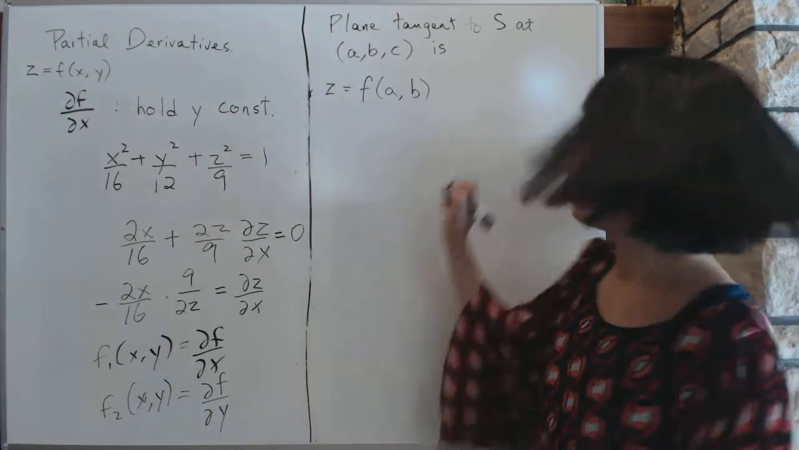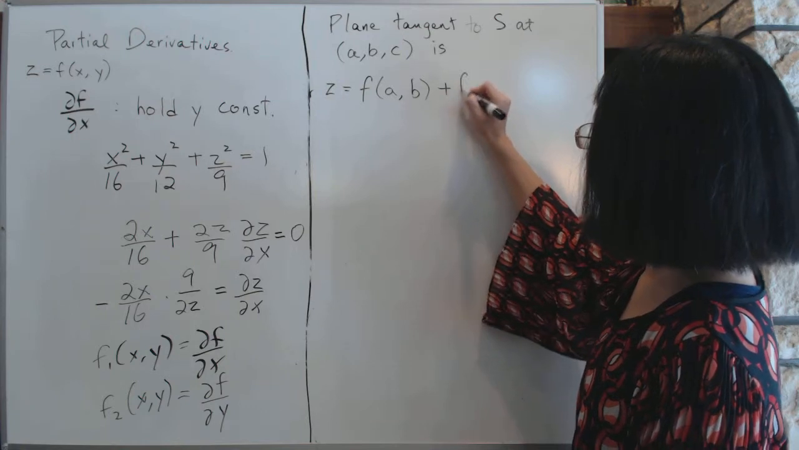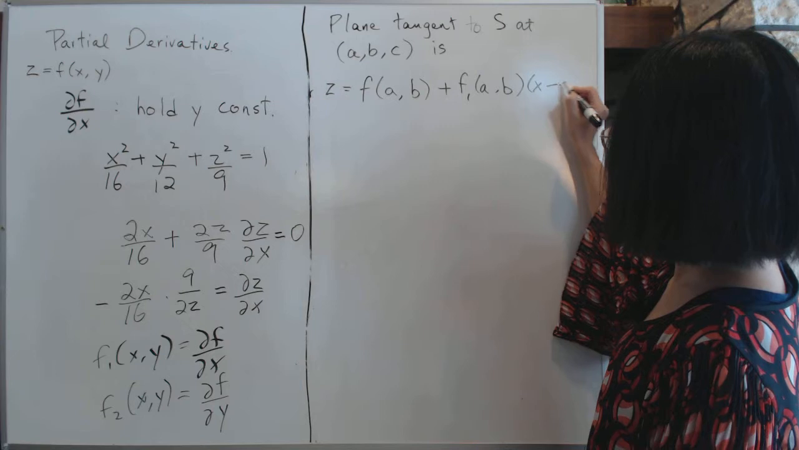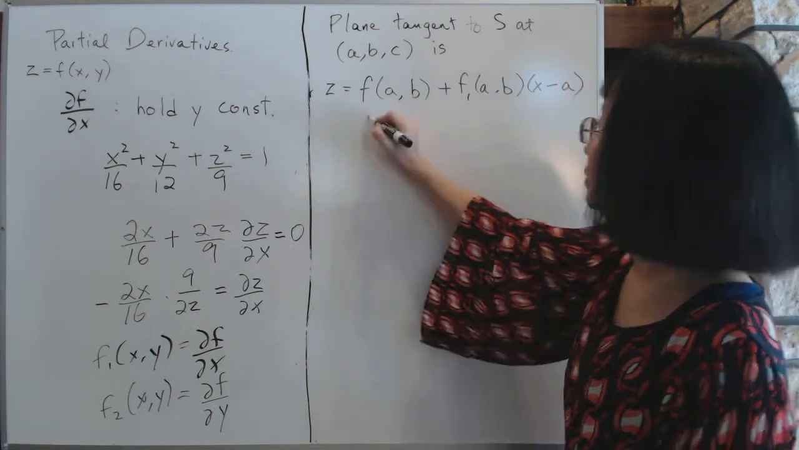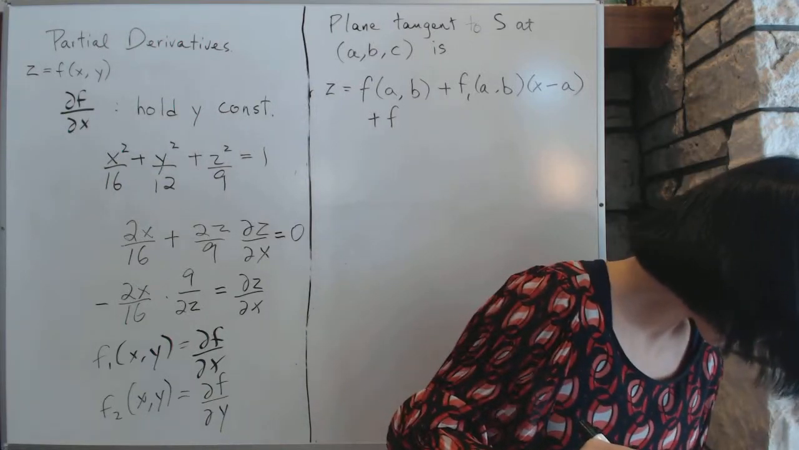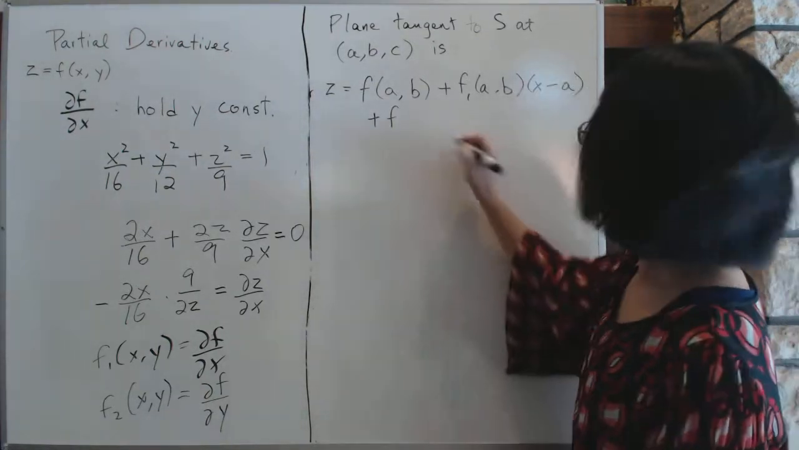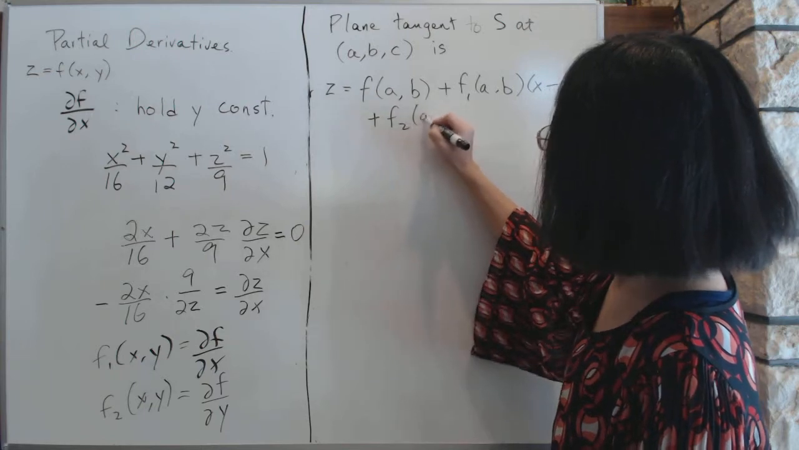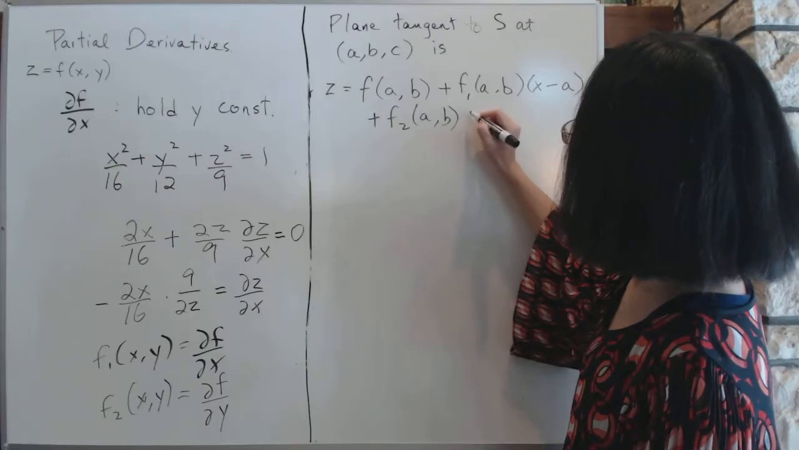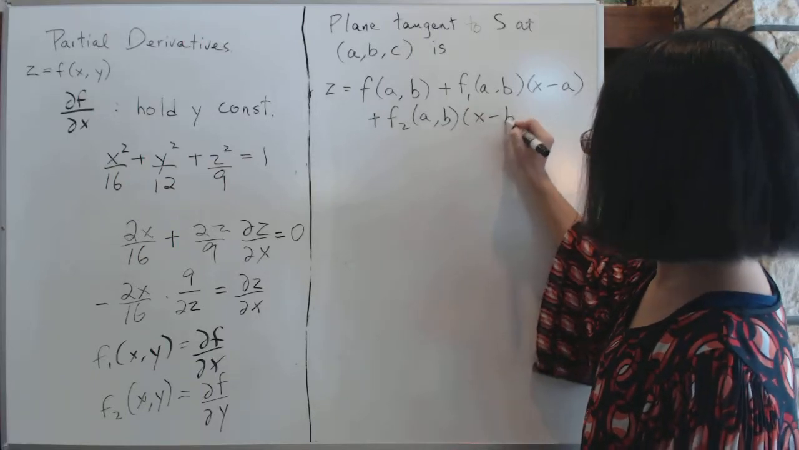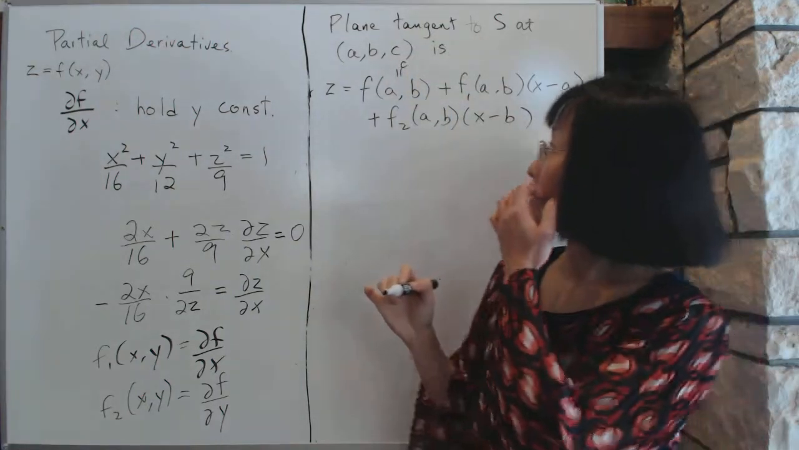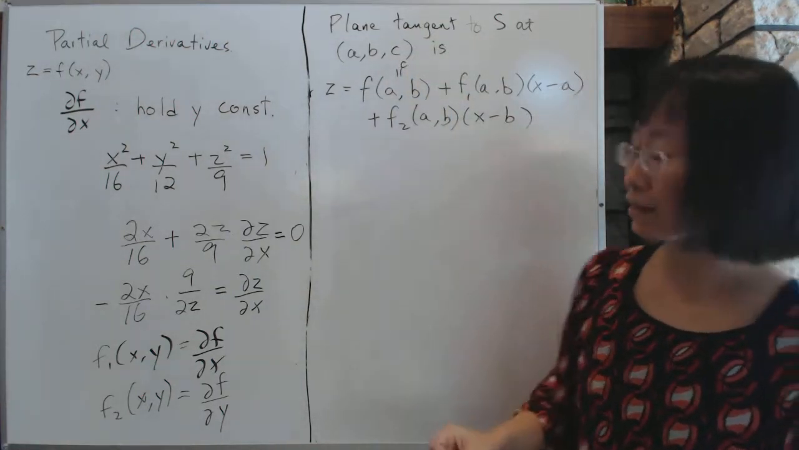z equals f(a,b) plus f1(a,b), that's the constant, times (x minus a), plus f2(a,b) times (y minus b). And in fact, this is equal to c. So anyway, that is the formula of the plane.